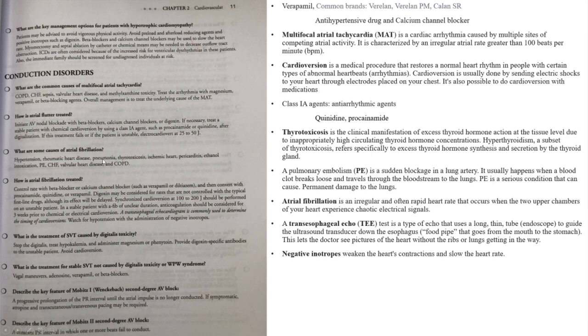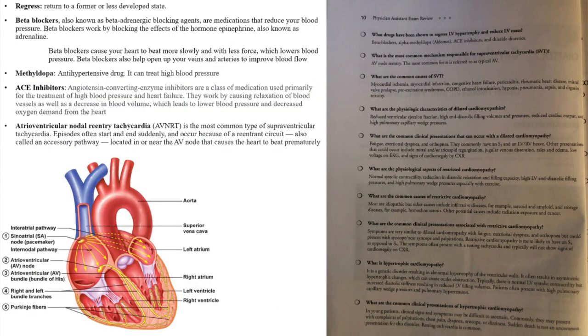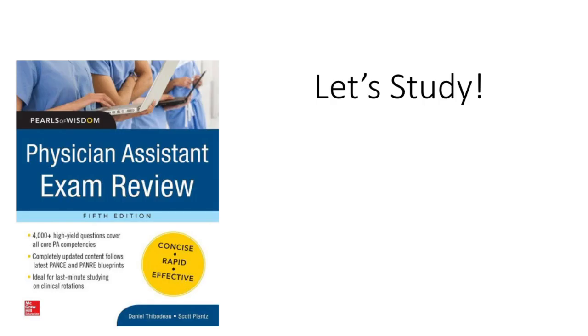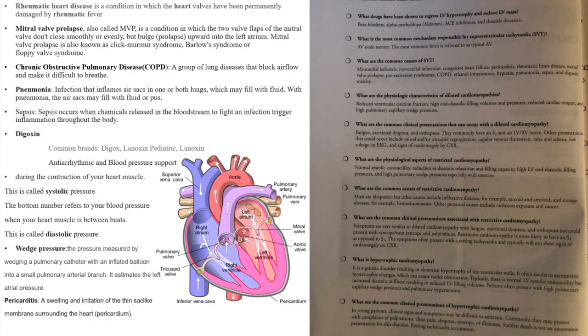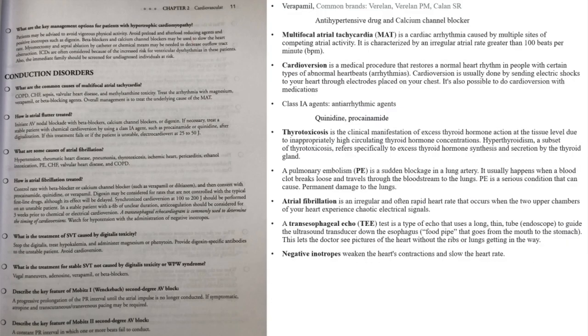What are some causes of atrial fibrillation? Atrial fibrillation is irregular heartbeat, hypertension, rheumatic heart disease. I forgot what that is. Rheumatic heart disease. Where did I write that? It's a condition. Oh yeah, heart valves becoming damaged by rheumatic fever. Okay.